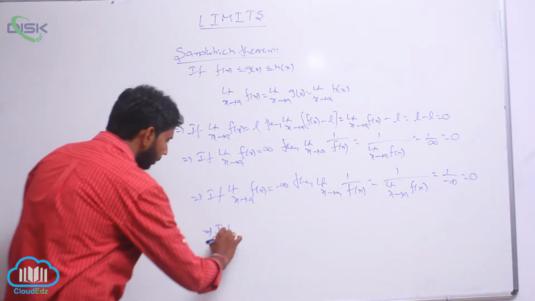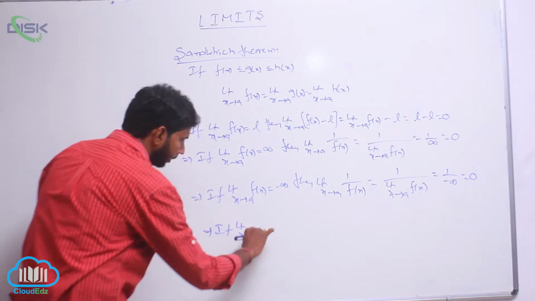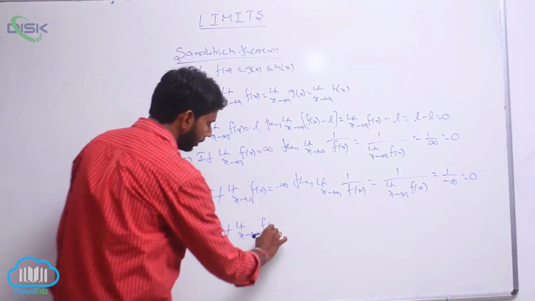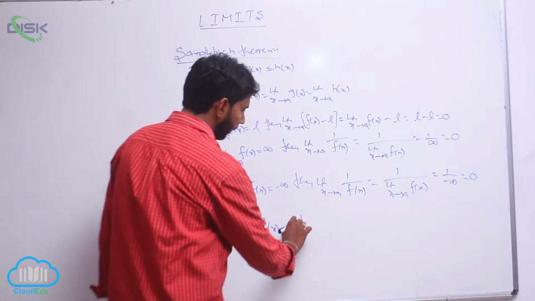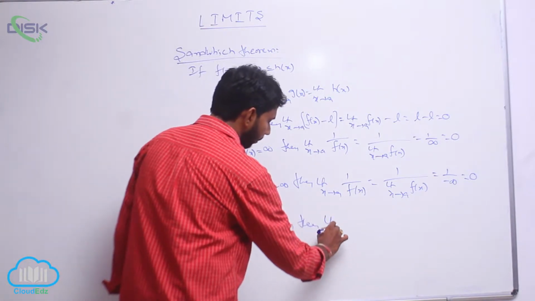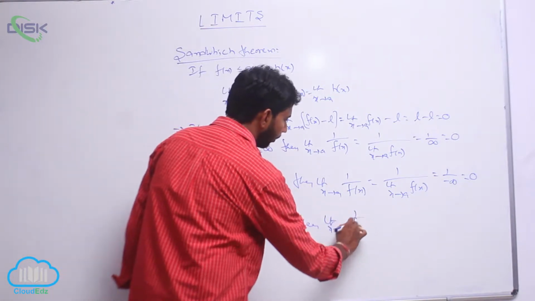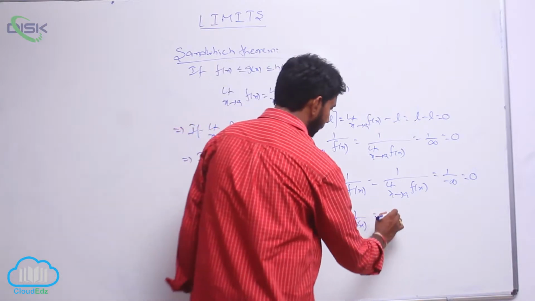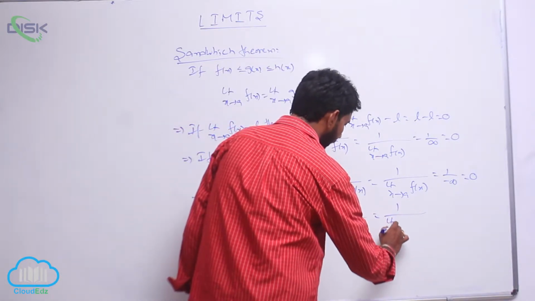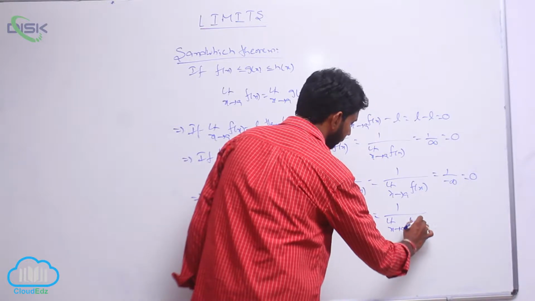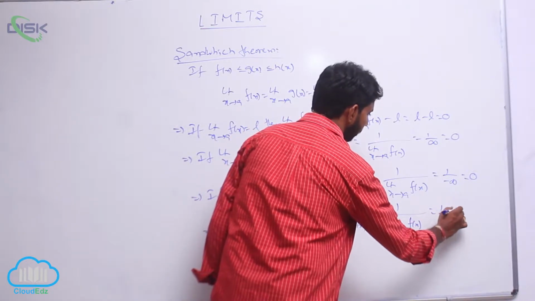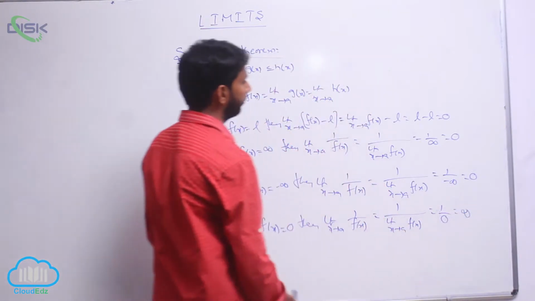Suppose the limit as x tends to a of f of x is equal to 0, then limit as x tends to a of 1 by f of x is equal to 1 by limit as x tends to a of f of x, that is equal to 1 by 0, which is equal to infinity.